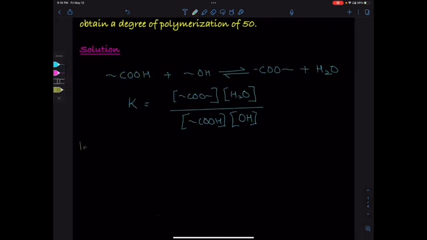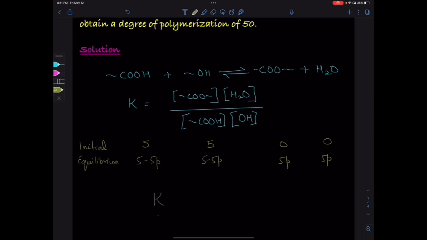Let's write down the initial concentrations. Initially, we have 5 molar of acid, 5 molar of alcohol, and 0 of the polymer and the water. At equilibrium, if p is the extent of reaction, then 5 minus 5p would be the concentration of the acid, and 5 minus 5p would be the concentration of alcohol, and 5p of polymer would be formed, and 5p of water would be formed.